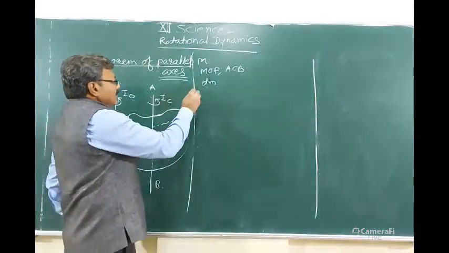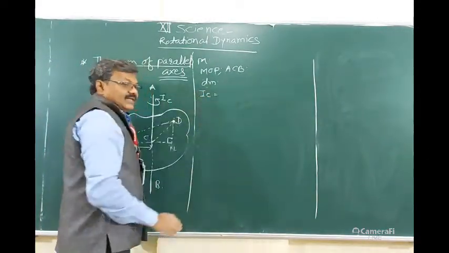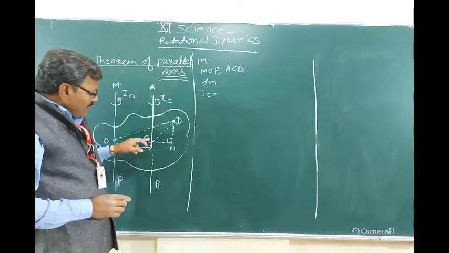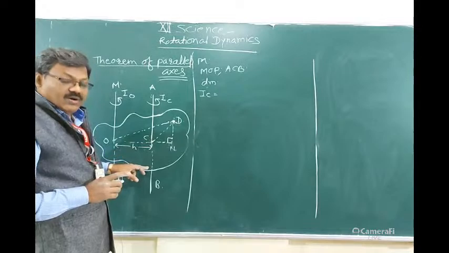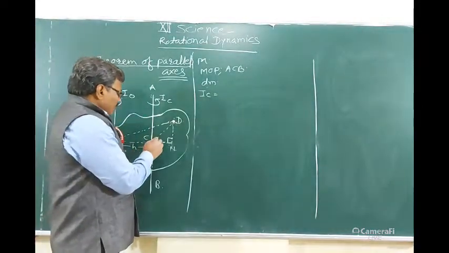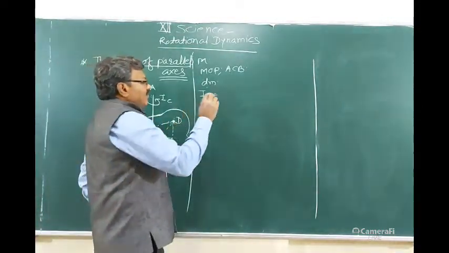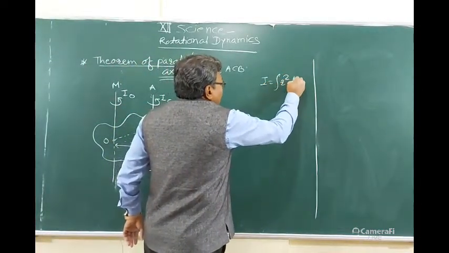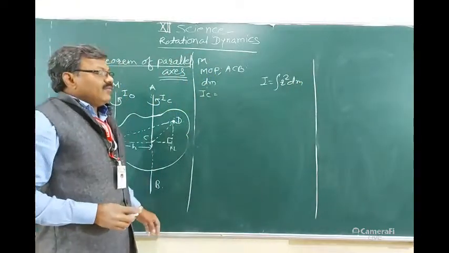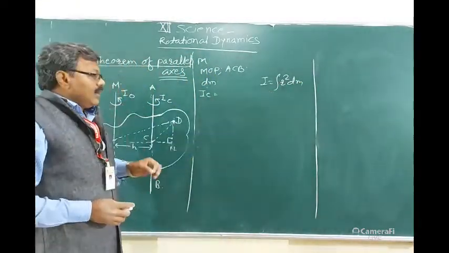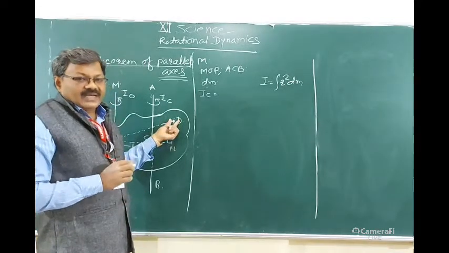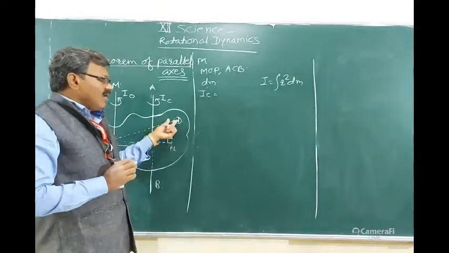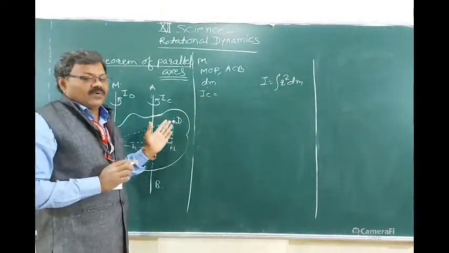From this, we can write the moment of inertia IC, the moment of inertia of this object about the axis passing through the center of mass of the body. We know the moment of inertia formula: it is the integration of r square dm, in which r is the distance of the small element from the axis of rotation.